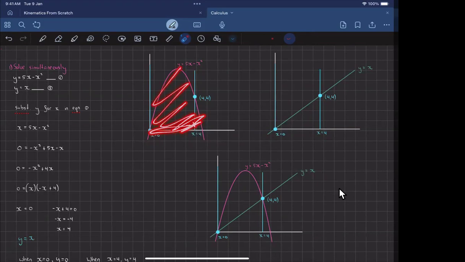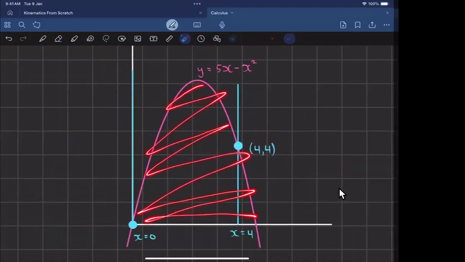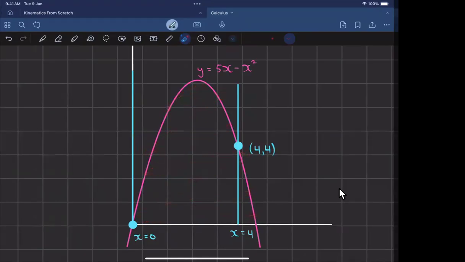Is that correct? Yeah. No, why is that wrong? Because it has the point of intersection. What do you mean? We need the point of intersection.